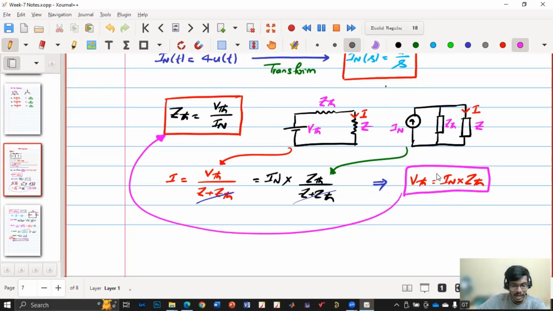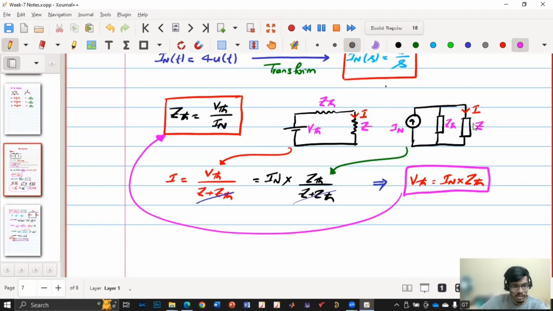Now there are two ways, either use Thevenin's theorem or Norton's theorem. It is up to your personal choice, but I am more comfortable with Thevenin's theorem because it is series connected and this is parallel. So I usually do this one, but you can still go with Norton's theorem and you will still be getting the same result.